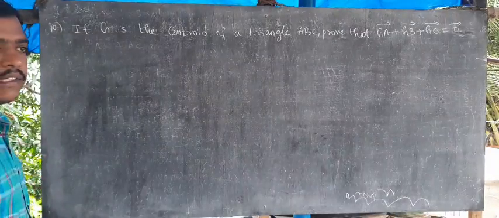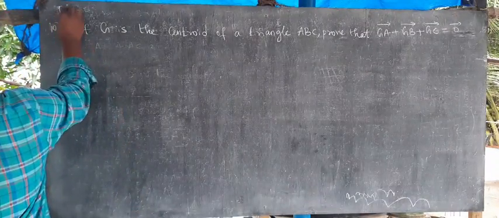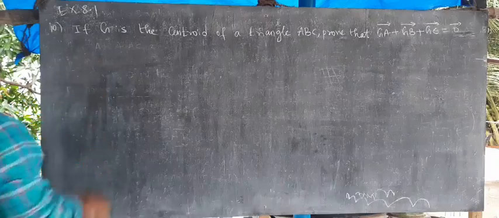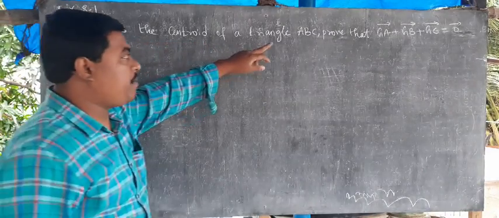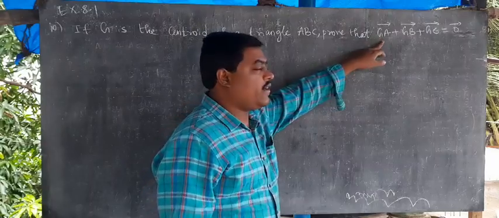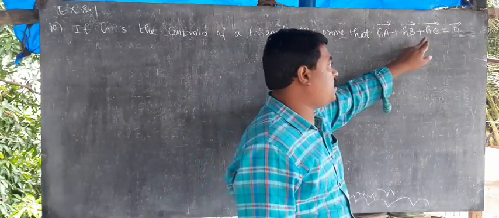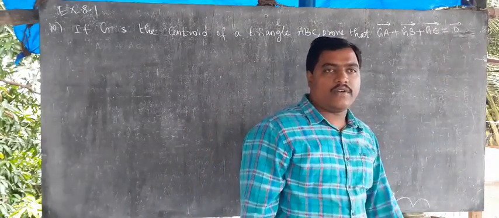Listen, exercise 8.1, sum number 10. If G is the centroid of a triangle ABC, prove that GA vector plus GB vector plus GC vector equal to 0 vector.